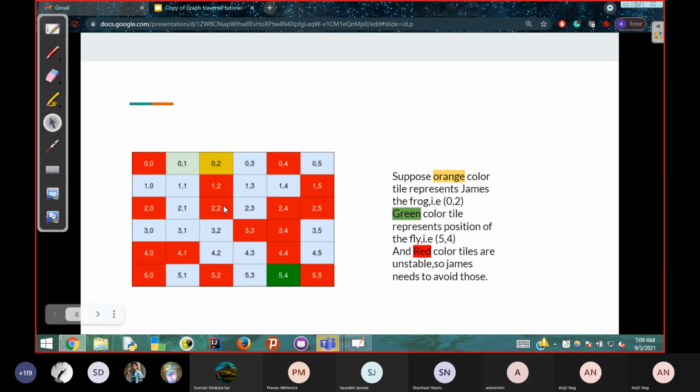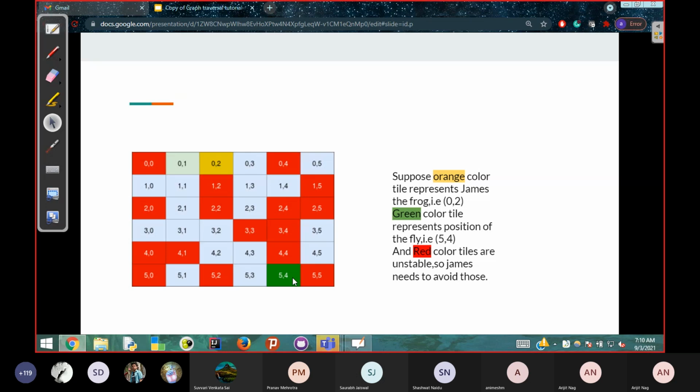So basically the red tiles are the unstable stones. The frog needs to avoid these stones to reach its final destination, that is the insect. You have been given all this information: the tiles, the position of the frog, the position of the insect and all the unstable tiles' locations. You need to tell whether there is a path from the frog's location to the insect's location.